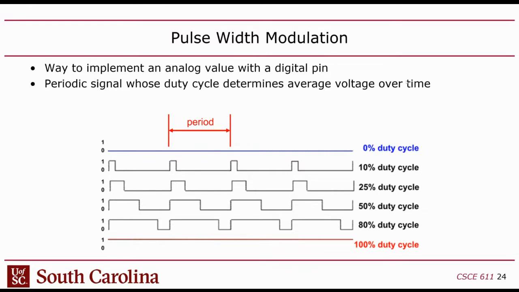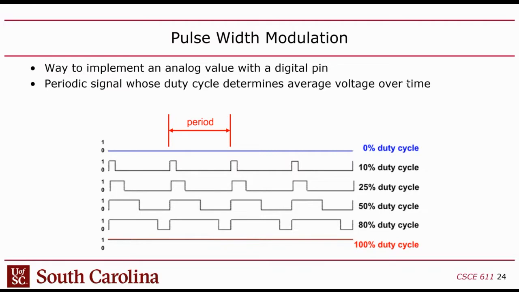So how can we do analog without any analog circuits? Well, you can kind of fake it with pulse width modulation. This is a way to implement an analog output value with a digital pin. So this would be in lieu of having a digital to analog converter, right? Which is, like I said, a specialized analog circuit.